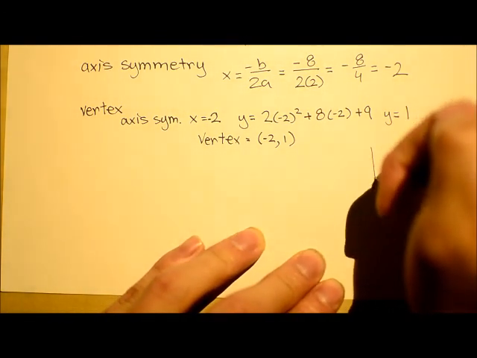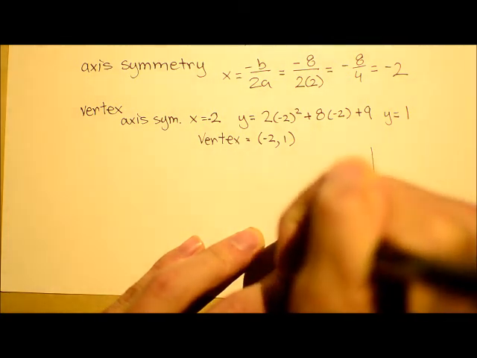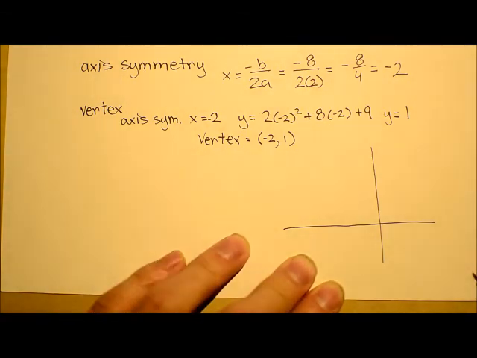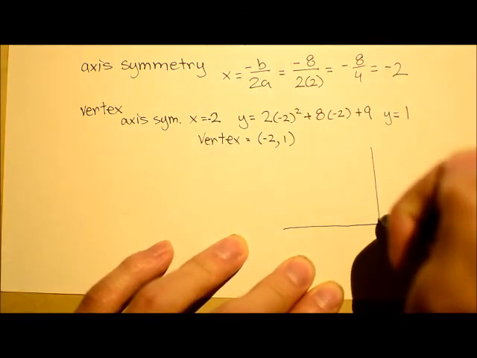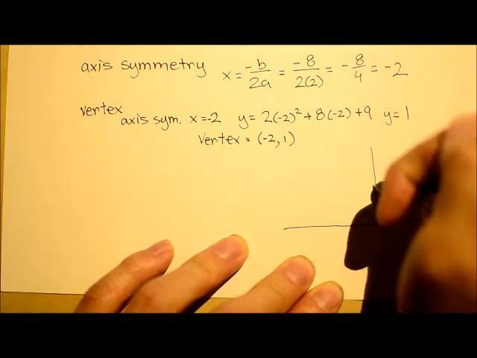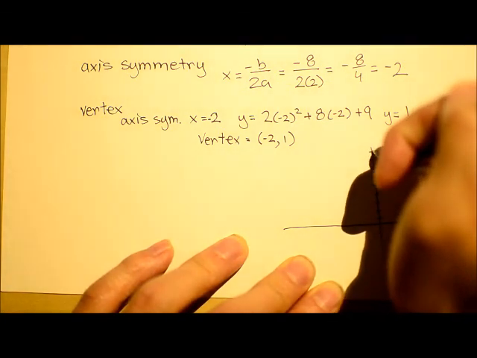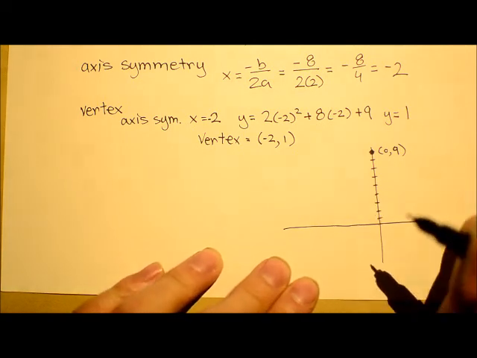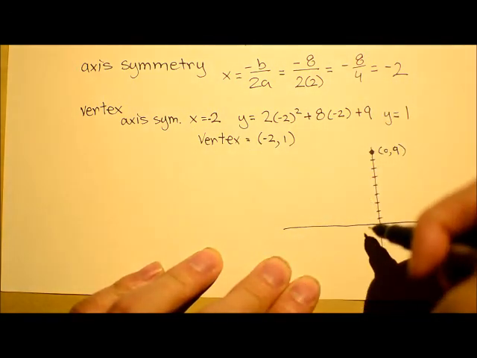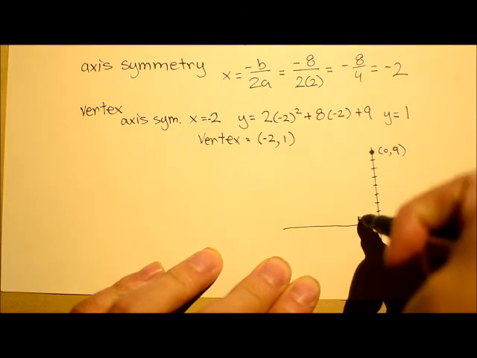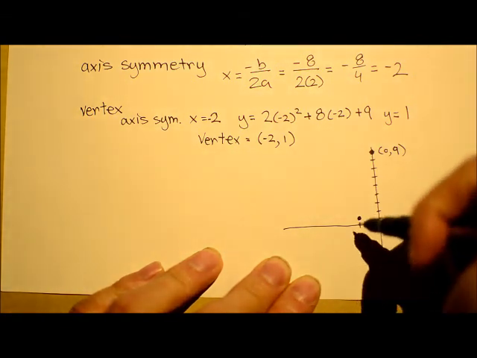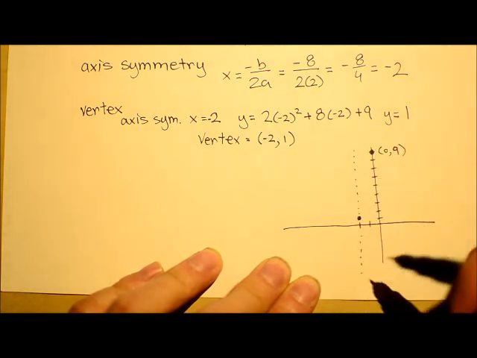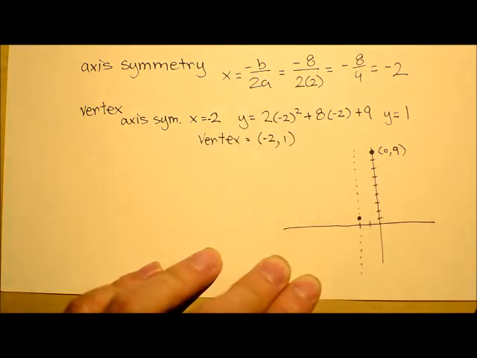Let's take our graph for now. The first thing we're going to do is plug in our y-intercept, which is 0 and 1, 2, 3, 4, 5, 6, 7, 8, 9. So this is our first one, 0 and 9. Our next one is the vertex, which is negative 2 and 1, right here. Now we know the axis of symmetry is going straight down. There's an imaginary line going straight down, so we are going to mirror it.